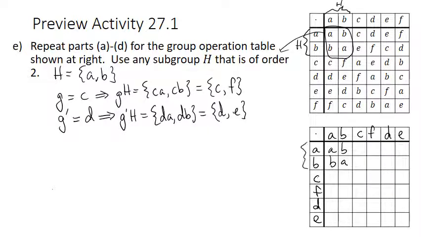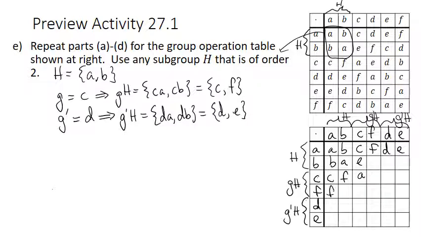So this will be H, this will be GH, and then this will be G prime H. Okay, and so let's fill in the operations here. The ABC part is the same, so I'm just going to copy that. C, F, and A, and then A is the identity, so I can quickly do those ones too. Okay, so the rest is going to take me a little longer.